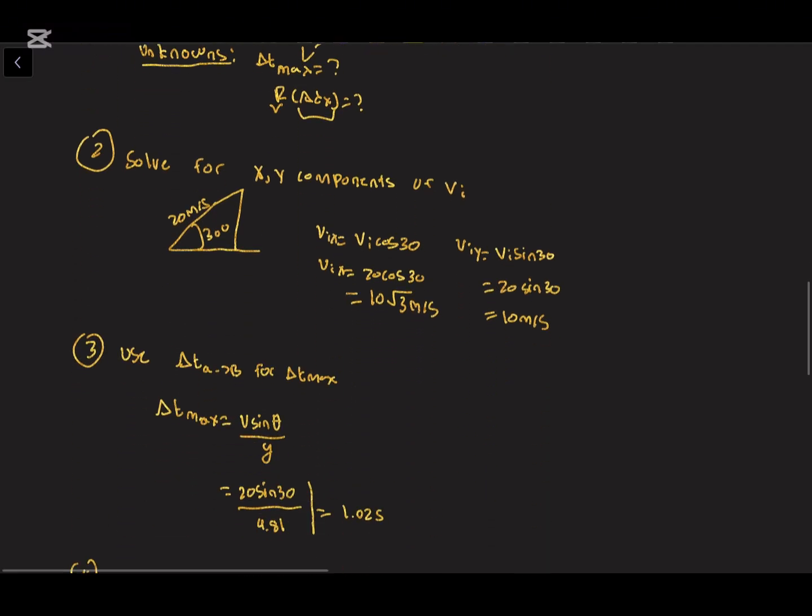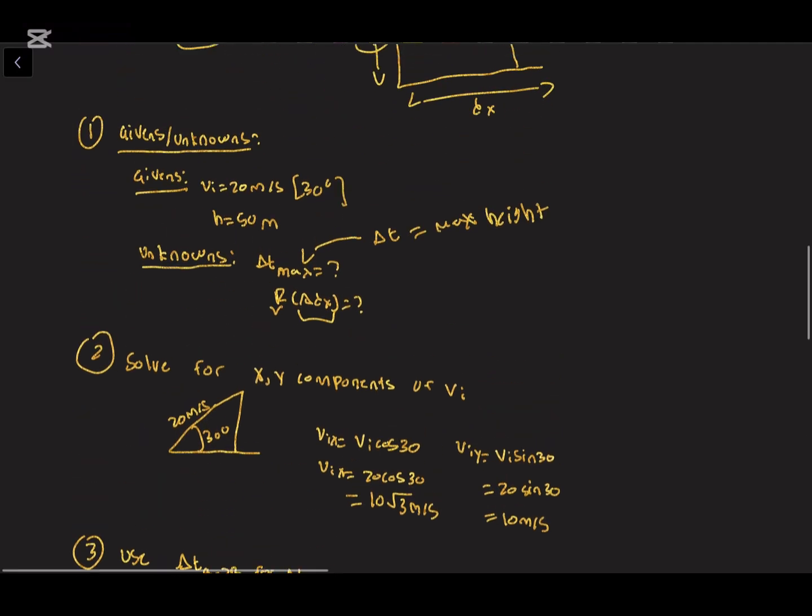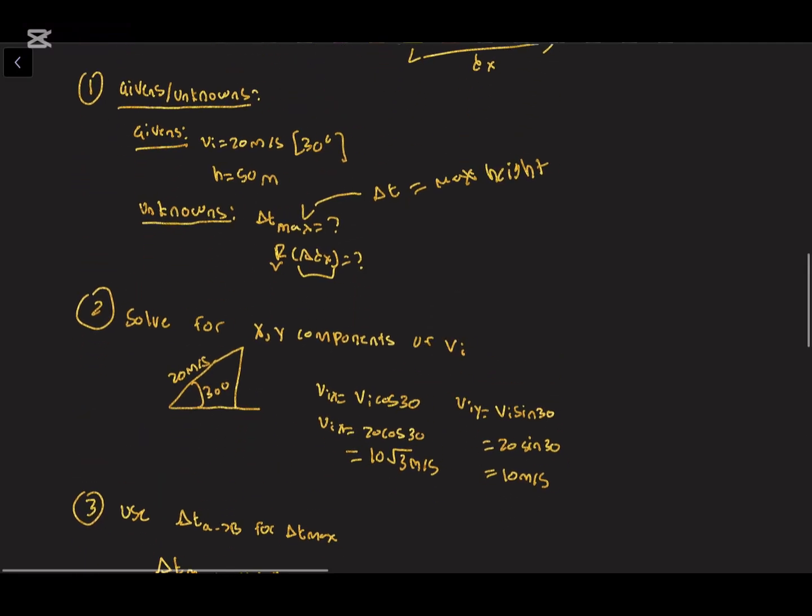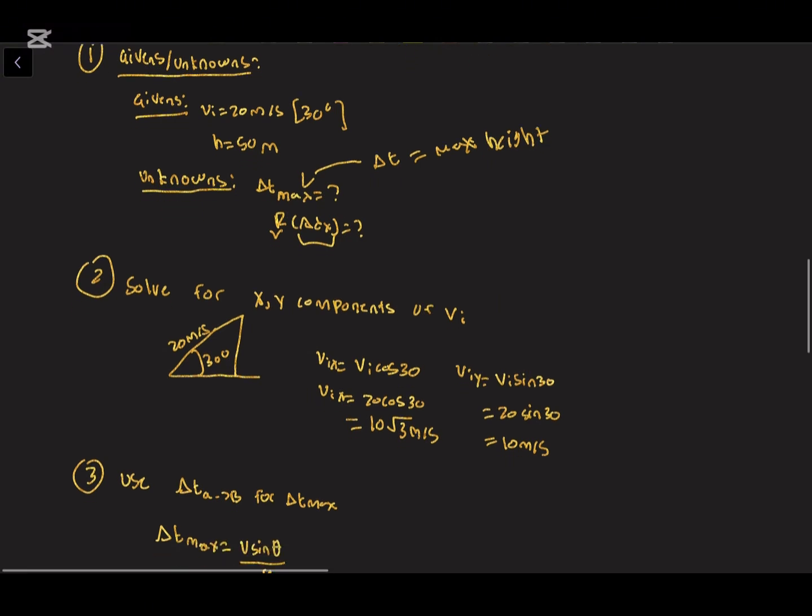So let's start with solving for the x and y components of Vi. And remember, whenever you do have an angle for any type of velocity component, you always want to solve for your x and y components first because they will be useful for the rest of the question. So before you start anything, start by solving those x and y components.